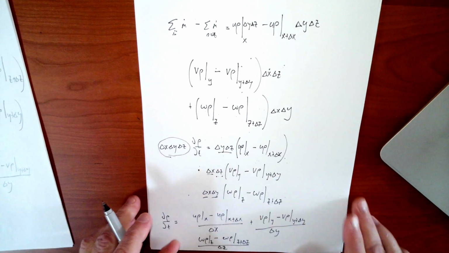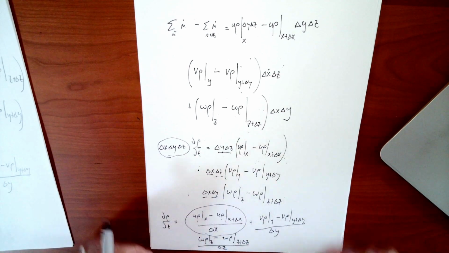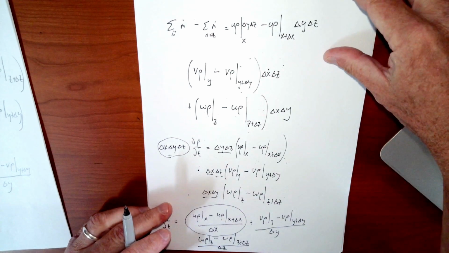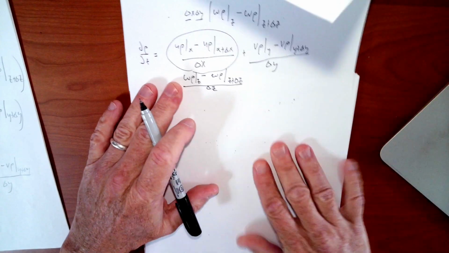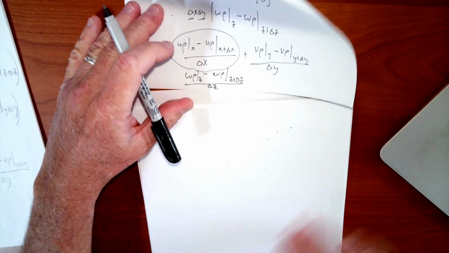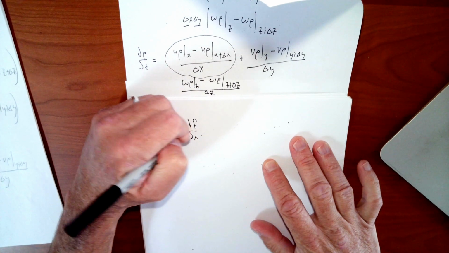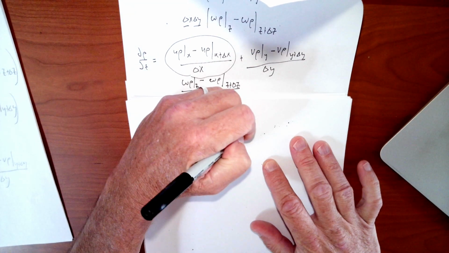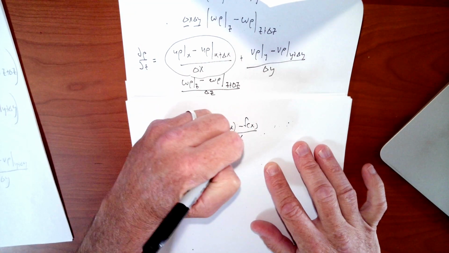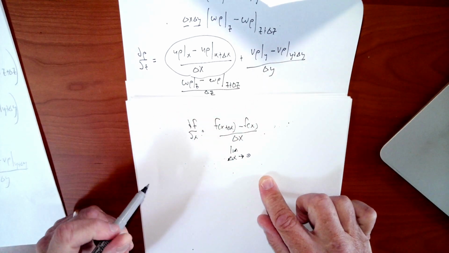All right, hopefully that's triggered a memory for you. These terms look an awful lot like derivatives. In the limit, if you recall from your Calc 1 days, the definition of the derivative, df dx, was equal to f at x plus delta x minus f of x, divided by delta x, in the limit as delta x goes to 0. So that's what we have here.